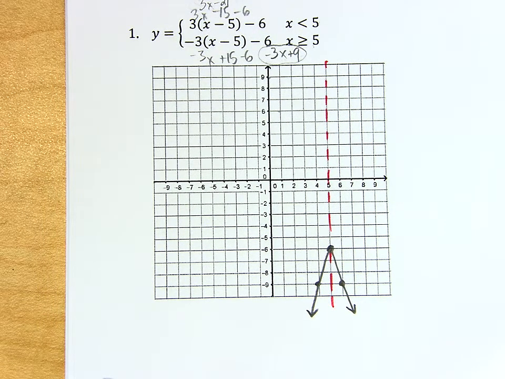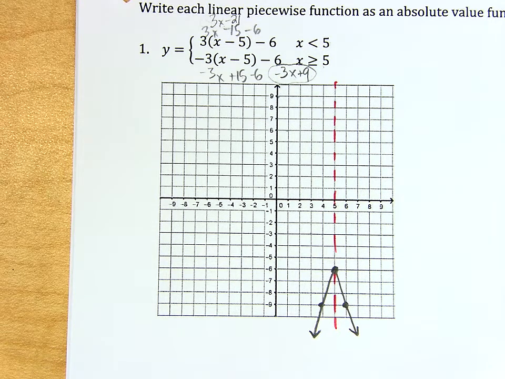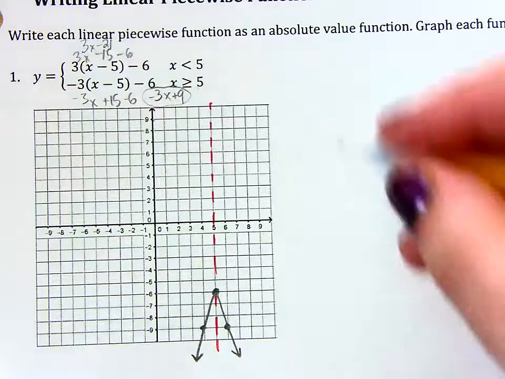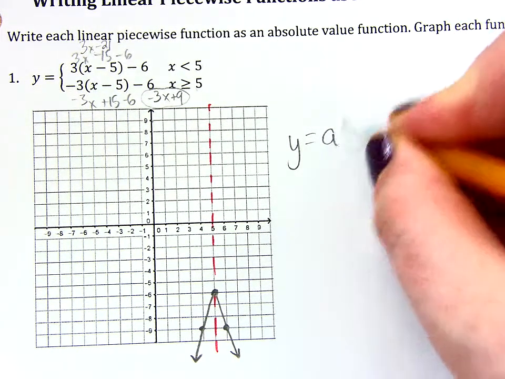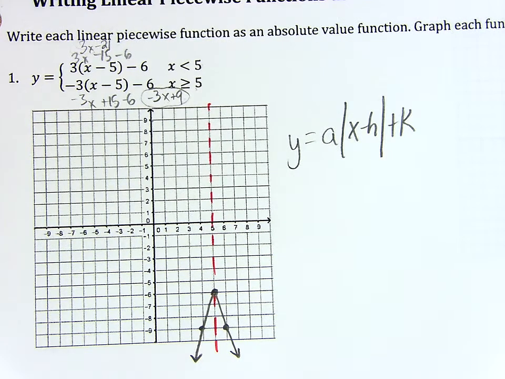Now my question to you is, can you write the equation of that absolute value graph? You can, if you remember these pieces. Remember y equals a absolute value of x minus h plus k, right? And then (h, k) is just the vertex, so where's that?